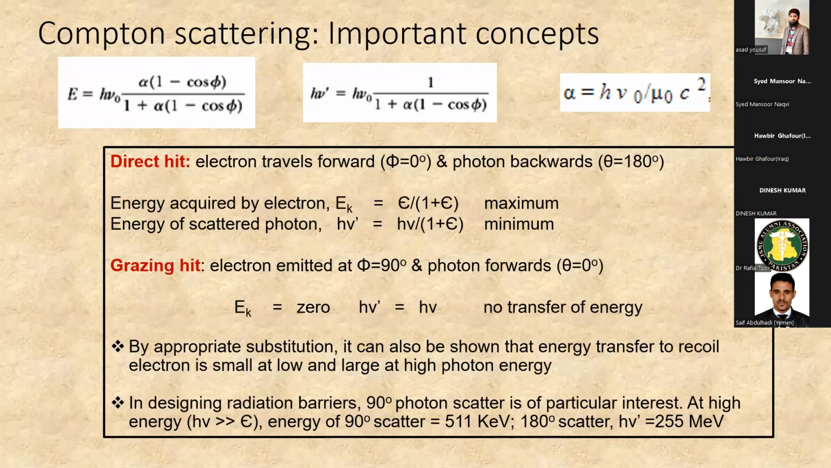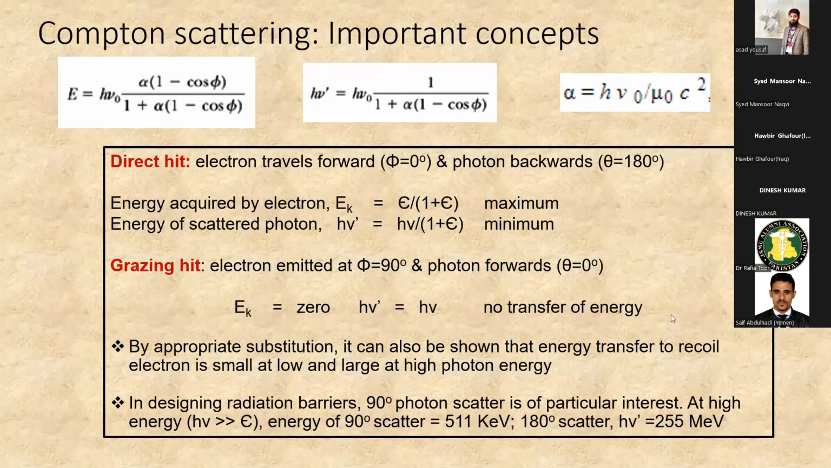When the photon directly hits the electron, the electron travels forward, that is phi equals 0 degrees, and the photon goes backward at 180 degrees. So the energy acquired by the electron is maximum, whereas the energy of the scattered photon is minimum. Another concept is the grazing hit. The electron is emitted at 90 degrees. The photon comes from here and interacts with the electron, the electron goes at 90 degrees and the photon moves forward. So the energy transfer is zero.